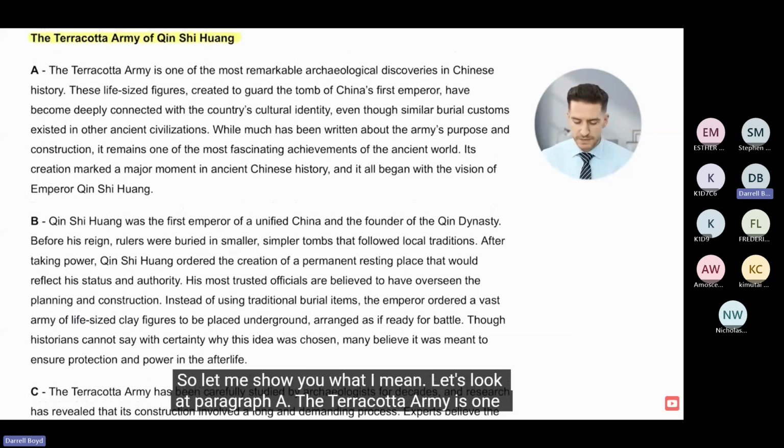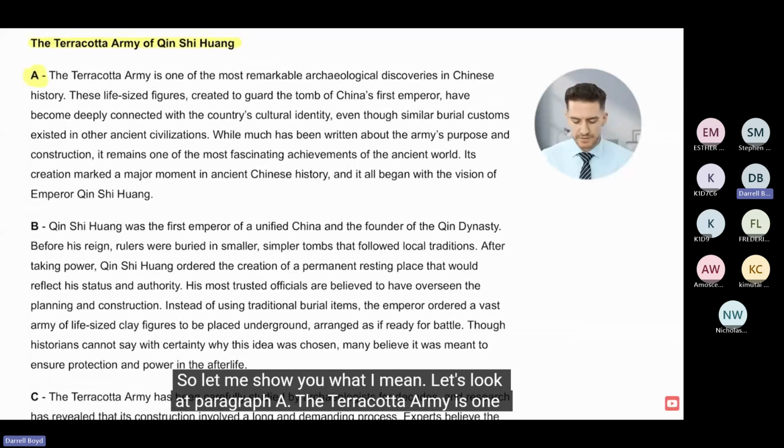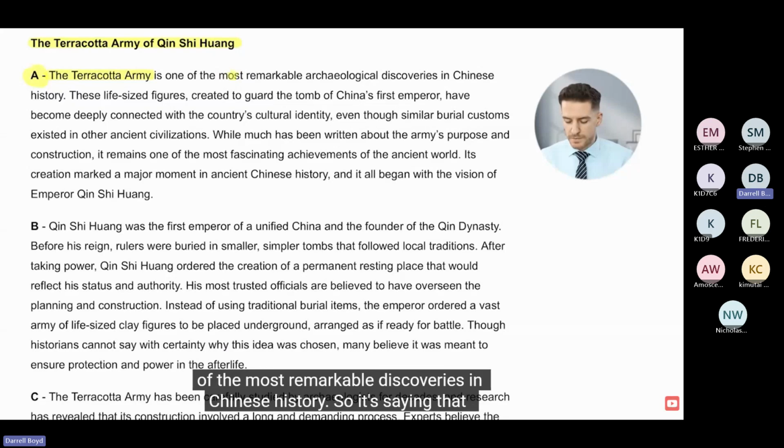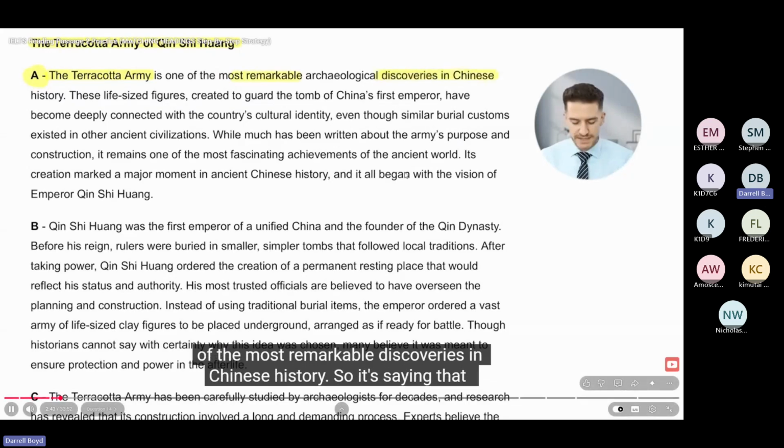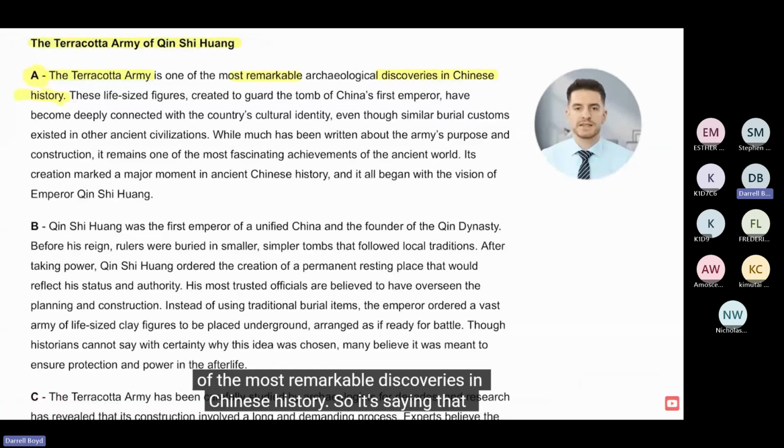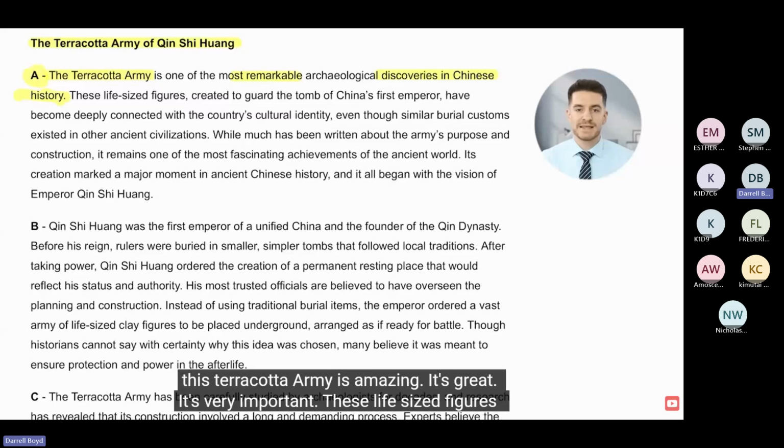So let me show you what I mean. Let's look at paragraph A. The Terracotta Army is one of the most remarkable discoveries in Chinese history. So it's saying that this Terracotta Army is amazing. It's great. It's very important.